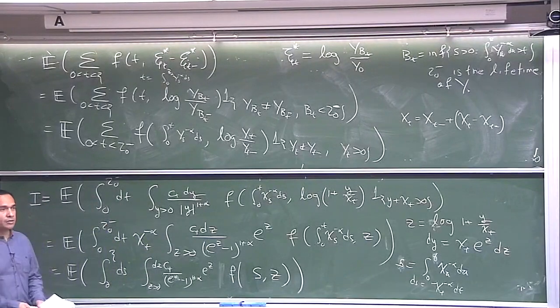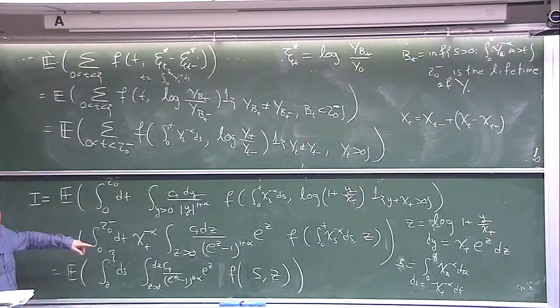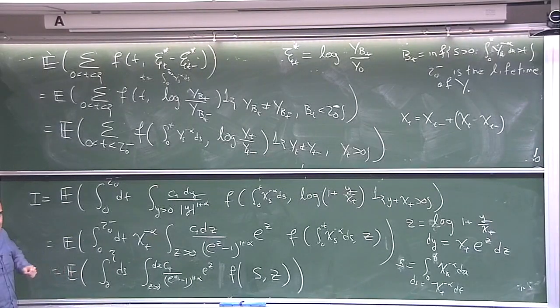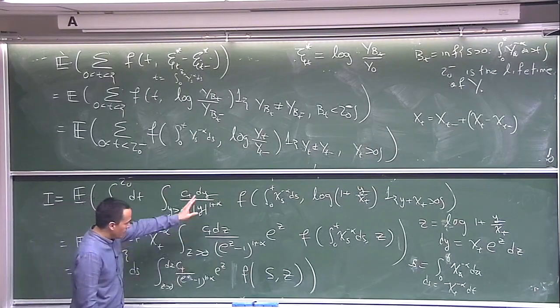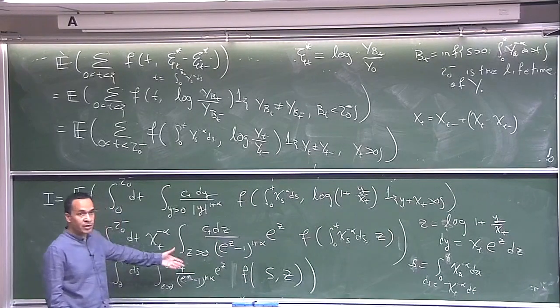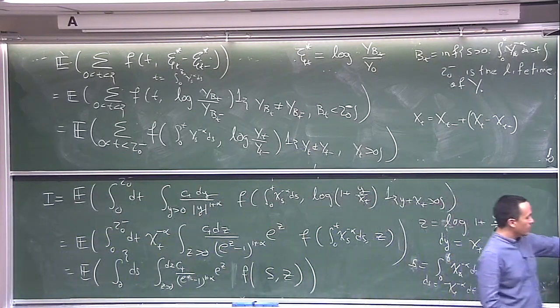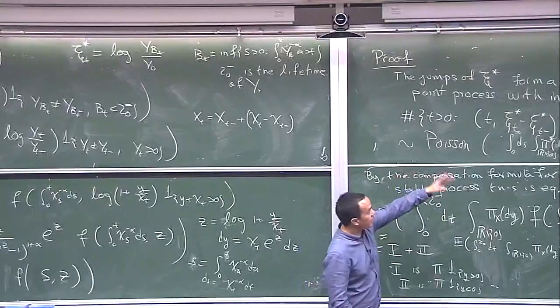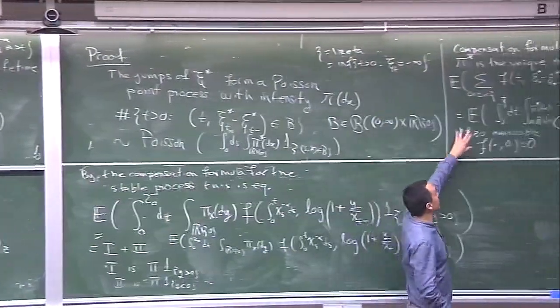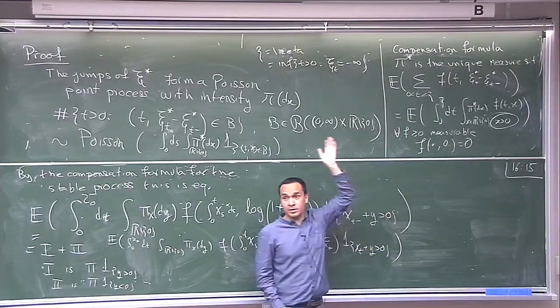Are we happy with this calculation? Do you have a question? So if I do this with the first term, I get the Lévy measure on the positive part. I do the same thing for the second integral, I get the Lévy measure on the negative part. And then I get the full expression that I need here, and then I'm done with that part.